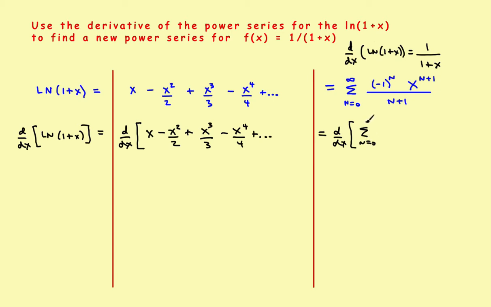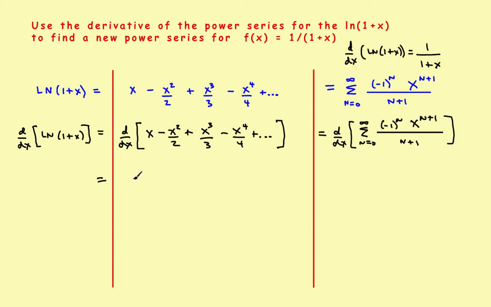So n equals 0 to infinity of minus 1 to the n times x to the n plus 1 divided by n plus 1, and then we'll put brackets around the whole thing. So in this step, it's just really a matter of setting it up to take the derivative of each part. Now just like in that last video, when you take the derivative of a power series, it's really what's called term-by-term differentiation. So just go term by term and take the derivative of each term.